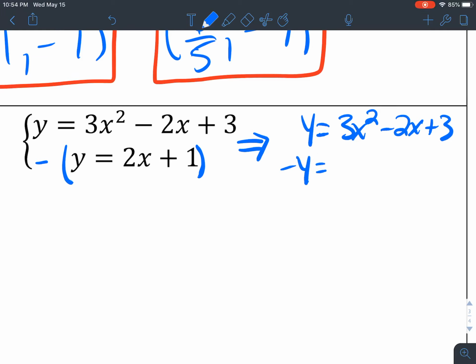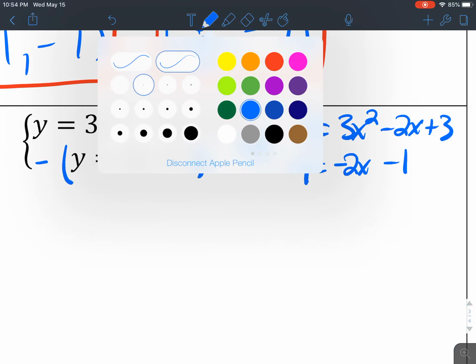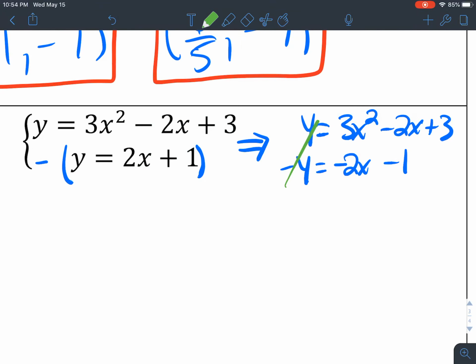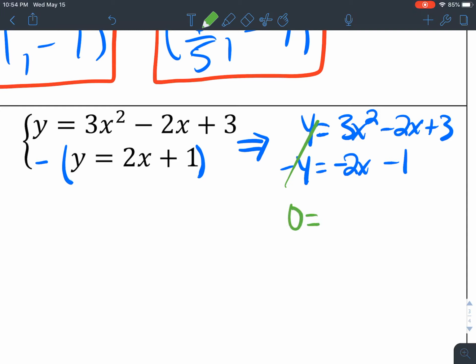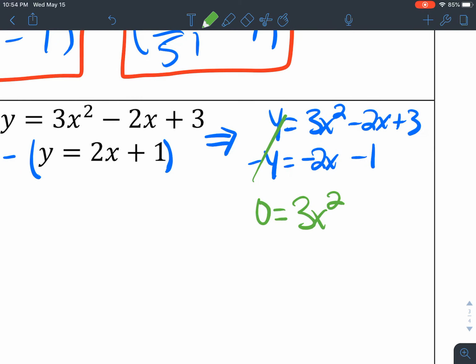My bottom equation becomes negative y equals negative 2x minus 1. And when I add up going down, my y's cancel out. So I'm left with 0 equals, well, 3x squared doesn't have any like terms. Negative 2x and negative 2x is a negative 4x. 3 and negative 1 is plus 2. So now you've got this equation to try and solve.